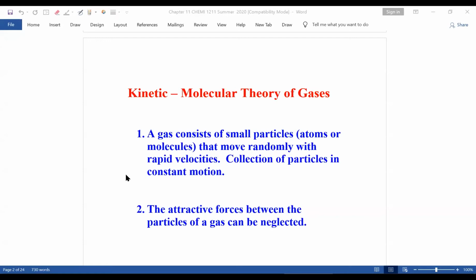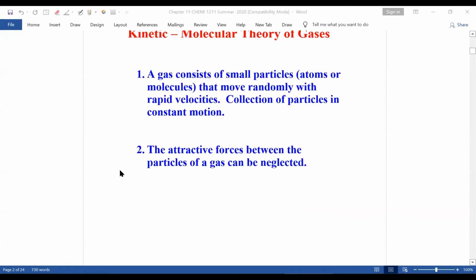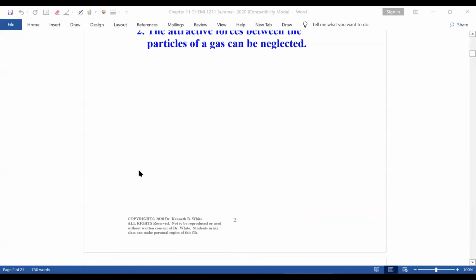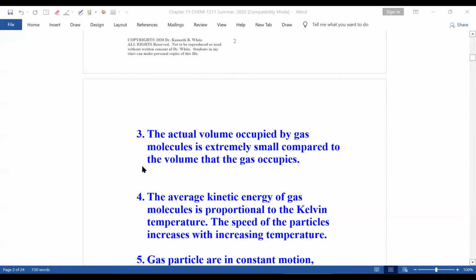The attractive forces between gases, the particles of gases, can be neglected. In other words, it's almost zero. The actual volume occupied by gas molecules is extremely small compared to the volume that gas occupies. That means if I have a gas particle and another particle, they're far apart. And in between is this empty space. In a solid, they're really close together. Liquid, they're farther apart. Gas, they're way apart, even off the screen.